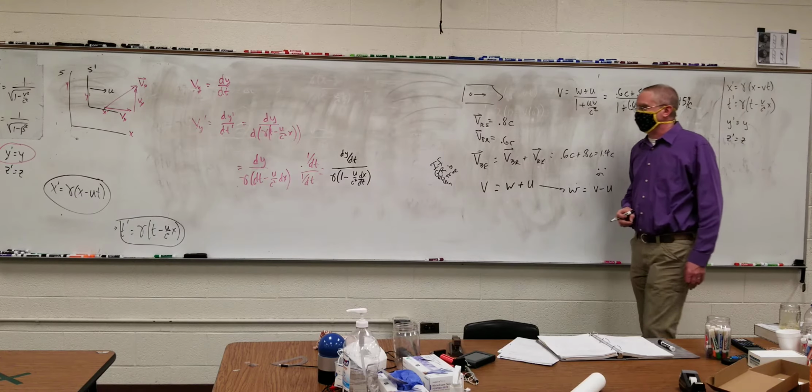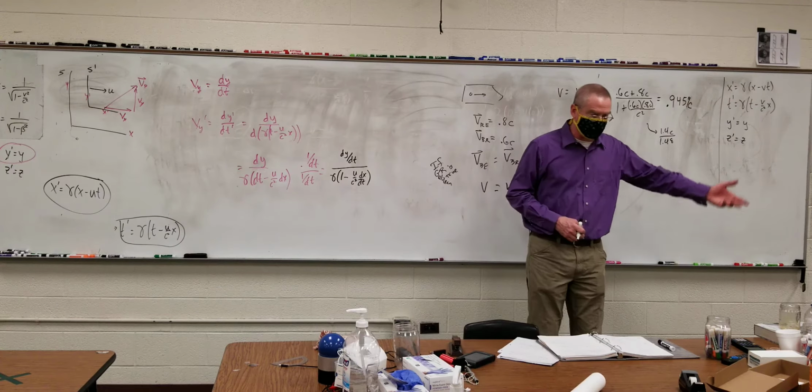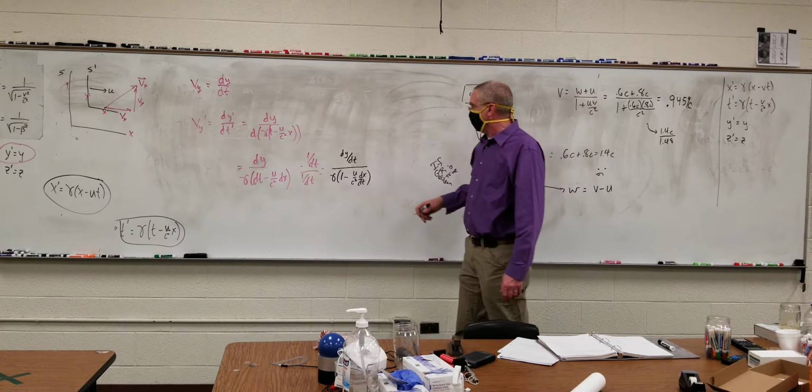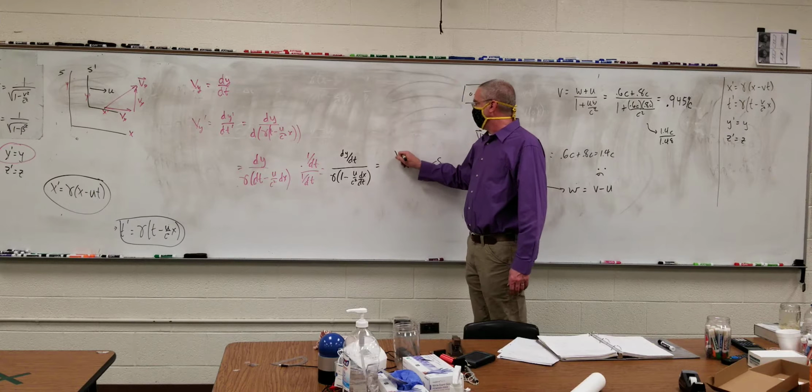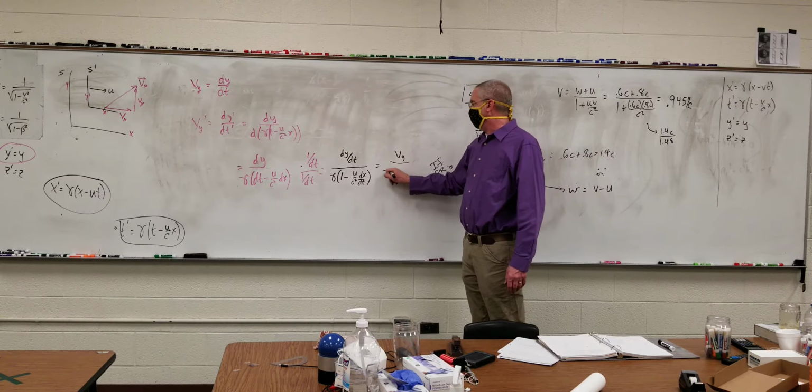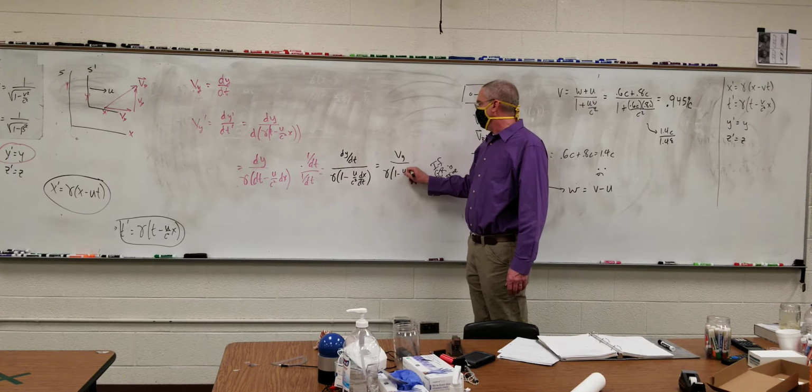And the x dt is just how fast this object's going in the x direction, which is vx, the way I have it labeled. So this becomes vy over gamma times (1 minus u vx over c squared).